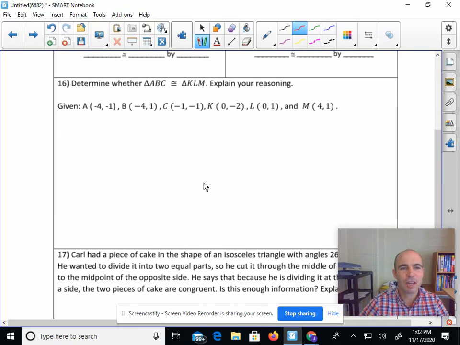Number 16, okay. Determine whether these are congruent. Okay, so this is pretty tricky.